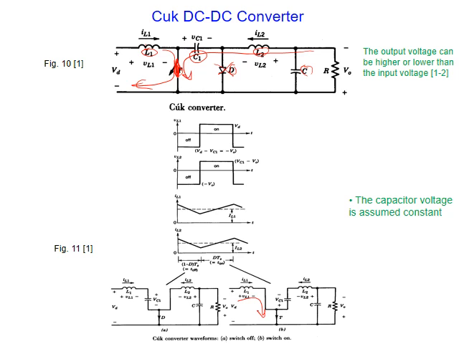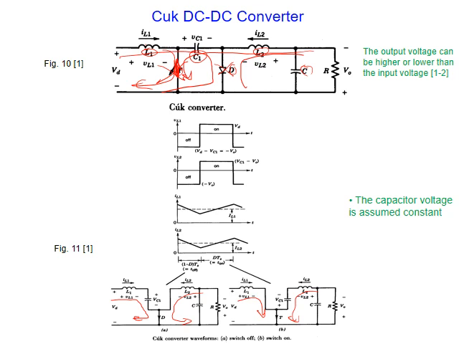This is on and this is off. When the switch is off, current will flow through the diode and this part from here. So we have current flowing in this direction and current flowing in this direction.